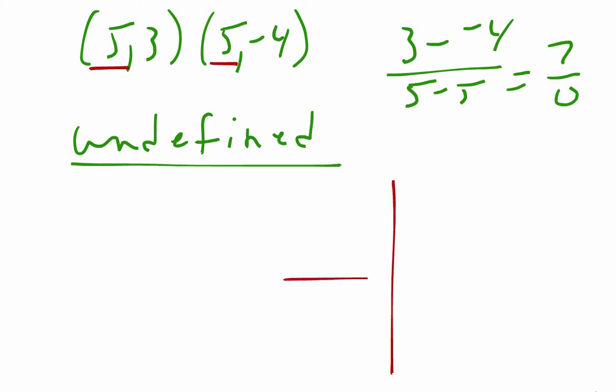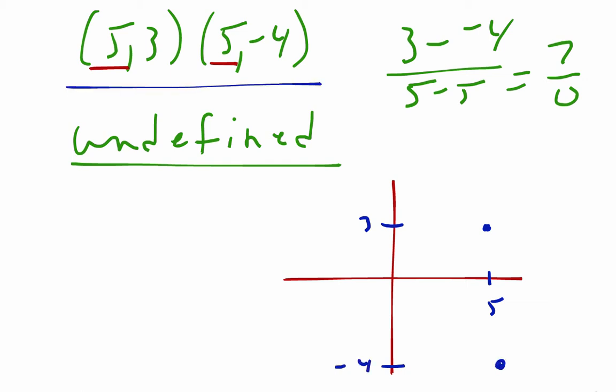So if I would graph those, it would look like this. There's 5, and let's say that's about 3, so right there, and 5, and that's about -4. So there's my 2 points from the very beginning, right up there. It's a vertical line, not very straight there, going through 5.